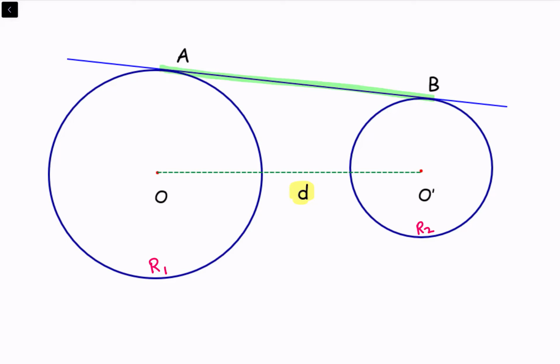So we'll start our question by joining OA. That's the radius of the circle. So let's join OA and O dash B.